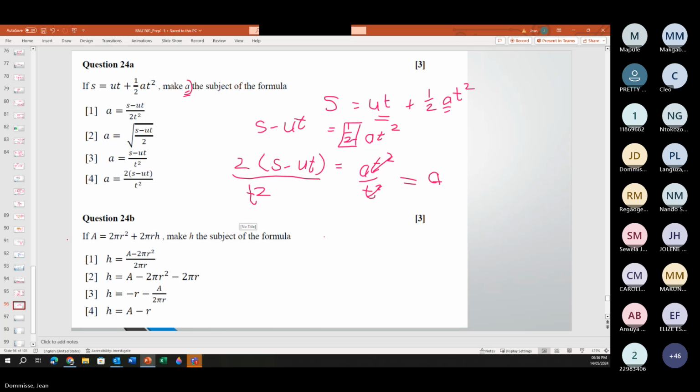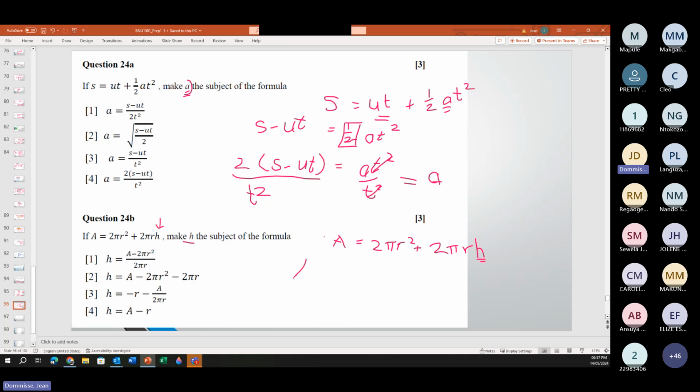Let's look at another one. Here they say A is equal to 2 pi radius to the power of 2 plus 2 pi radius H. We need to make that H the subject of the formula. So I need to isolate the H.